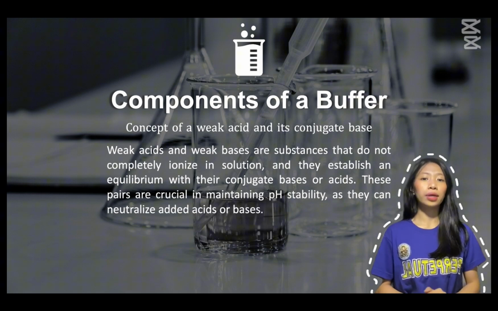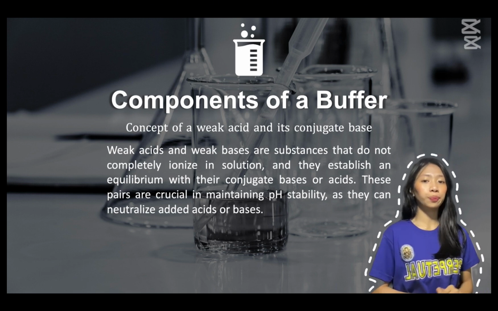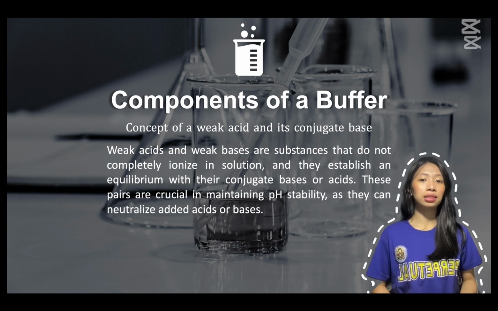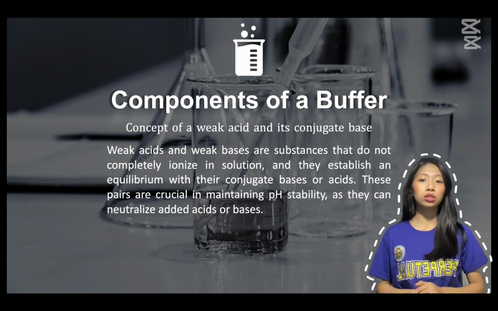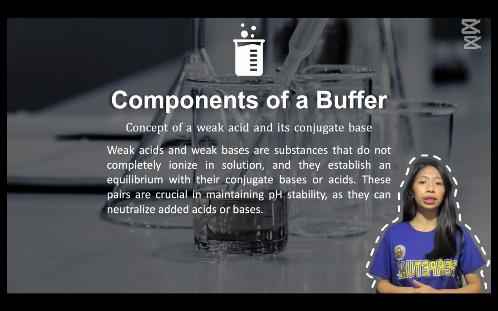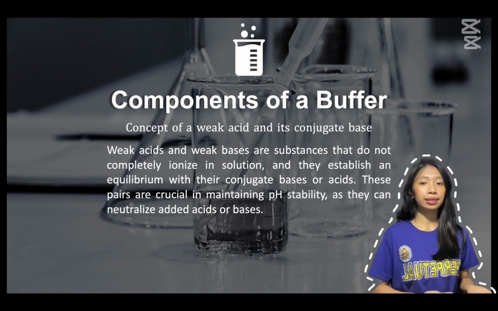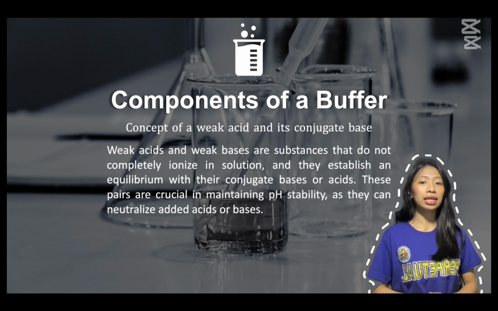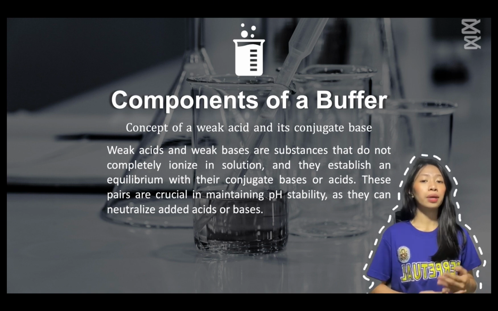The concept of a weak acid and its conjugate. Weak acids and weak bases are substances that do not completely ionize in solution, and they establish an equilibrium with their conjugate bases or acids. These pairs are crucial in maintaining pH stability as they can neutralize added acids or bases.